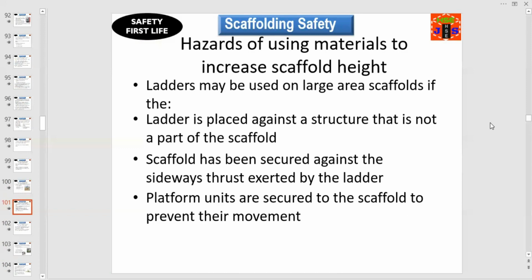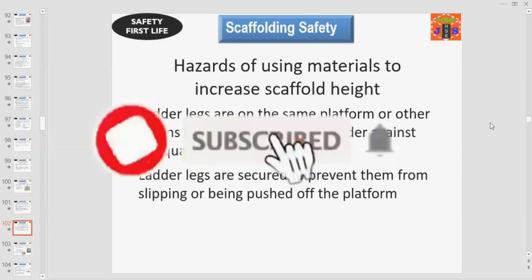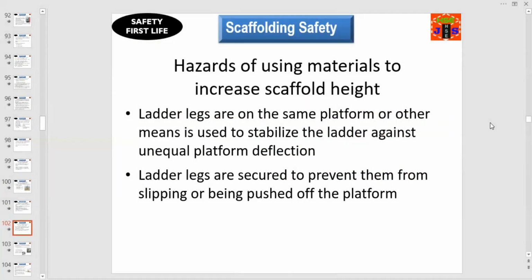Platform units are secured to the scaffold to prevent their movement. Ladder legs are on the same platform or other means is used to stabilize the ladder against unequal platform deflection. And lastly, ladder legs are secured to prevent them from slipping or being pushed off the platform.